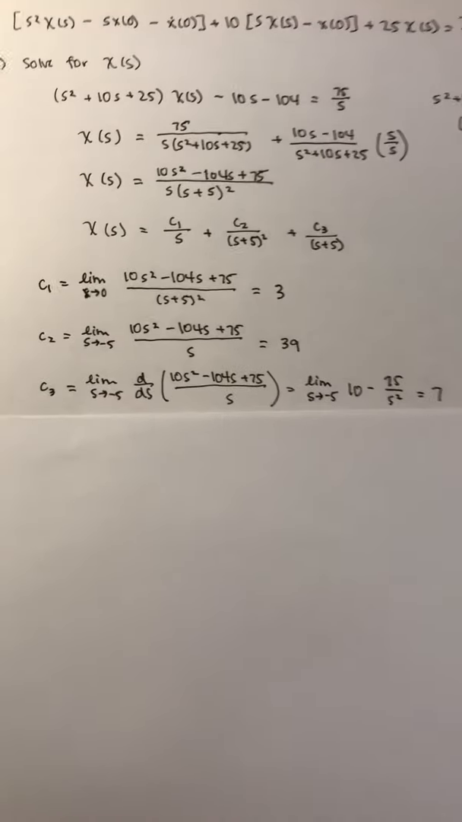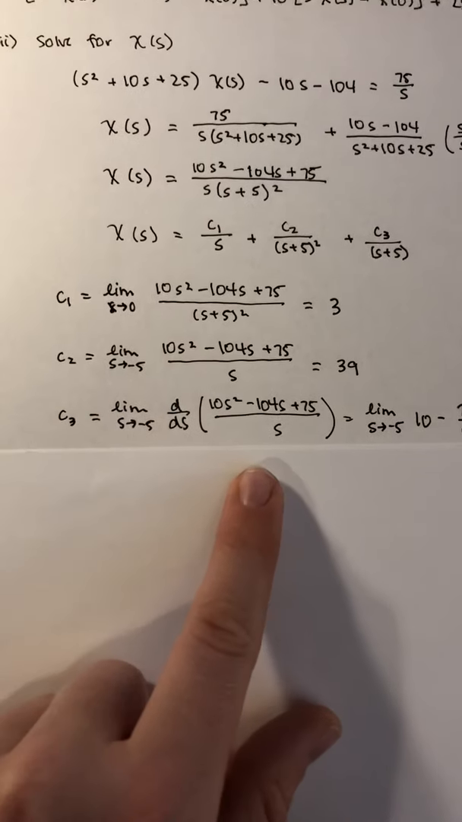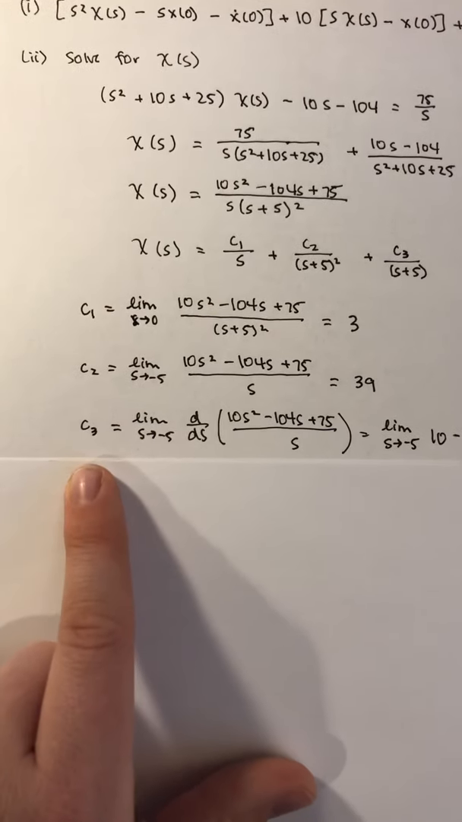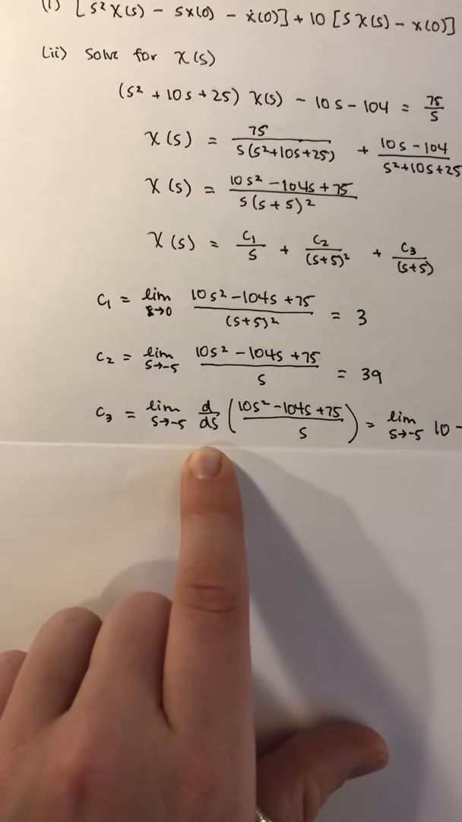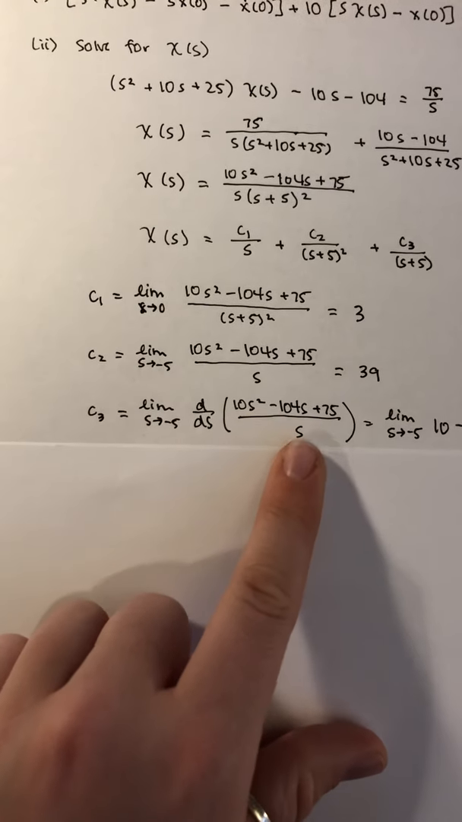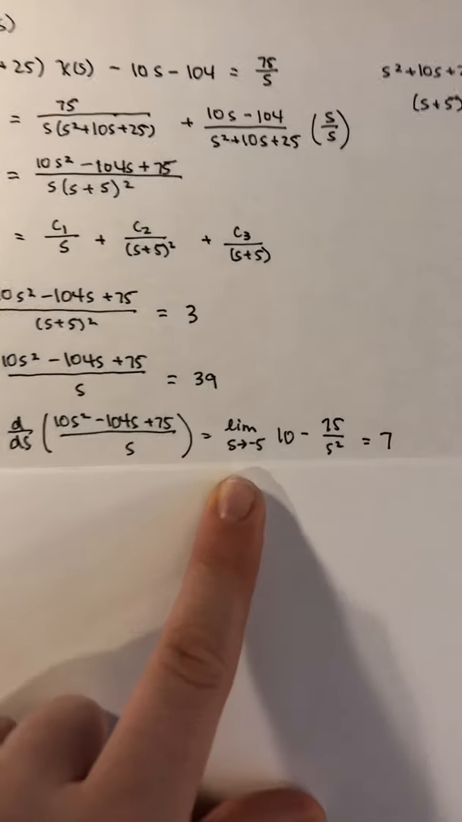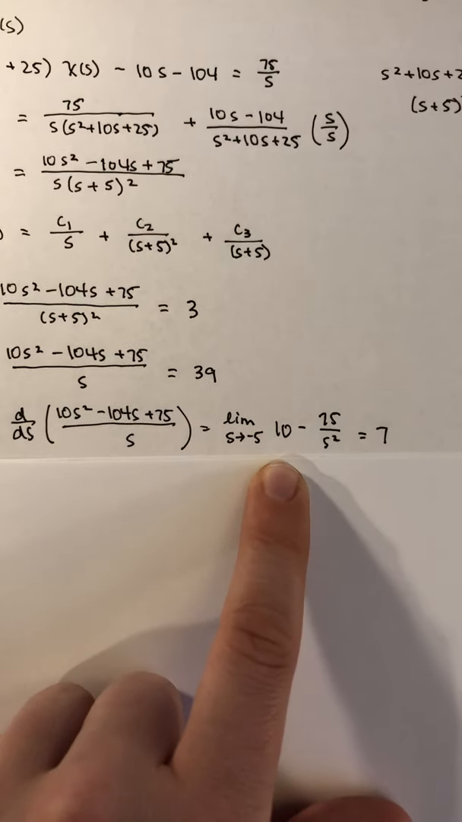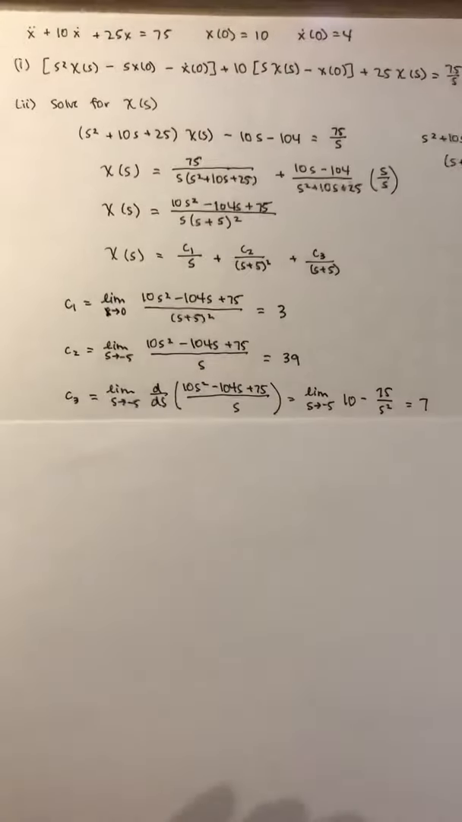To get c3, you have to take the derivative of this to solve, and that's because it is a repeated root. So c3 equals the limit as s goes to negative 5 of the derivative of 10s squared minus 104s plus 75 over s. So doing this, you get the limit as s goes to negative 5 of 10 minus 75 over s squared equals 7.